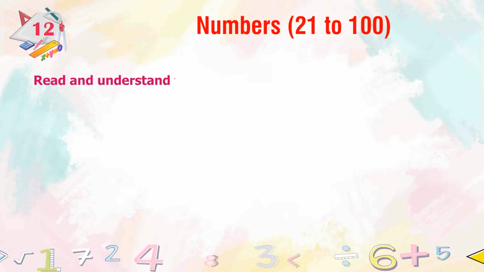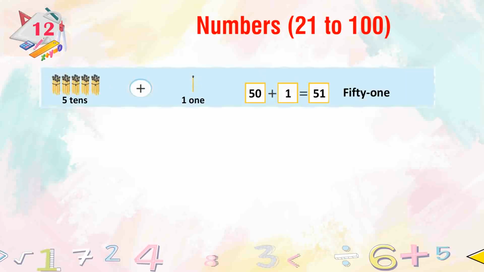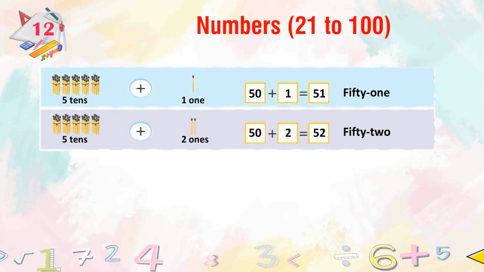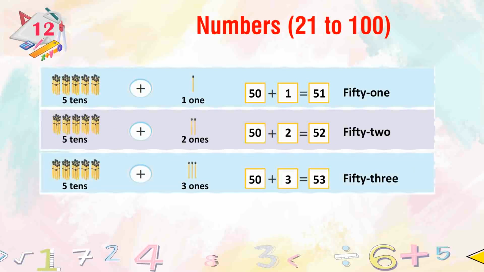Read and understand the numbers from 51 to 60. 5 tens plus 1 one, 50 plus 1 is equal to 51. 5 tens plus 2 ones, 50 plus 2 is equal to 52. 5 tens plus 3 ones, 50 plus 3 is equal to 53.